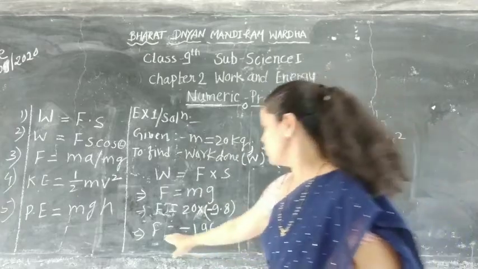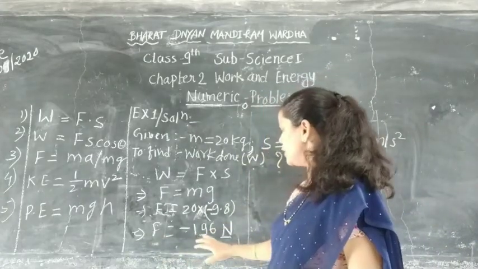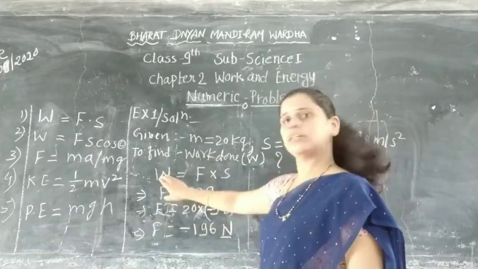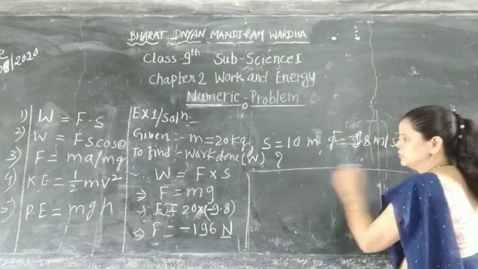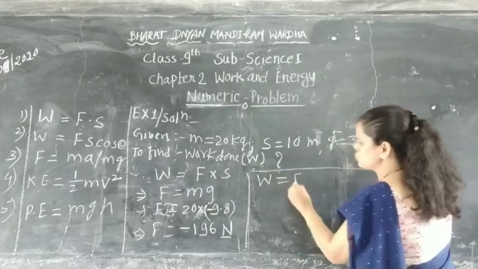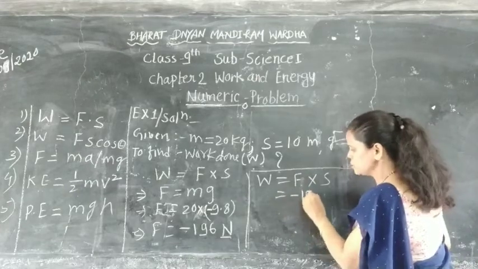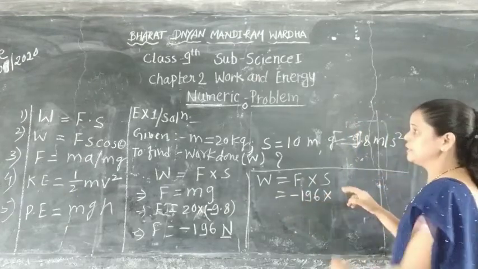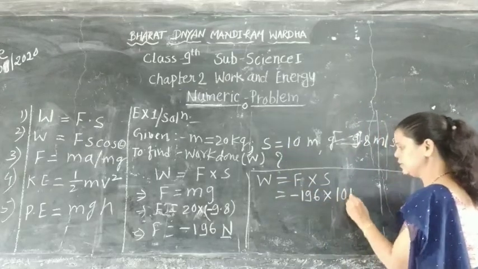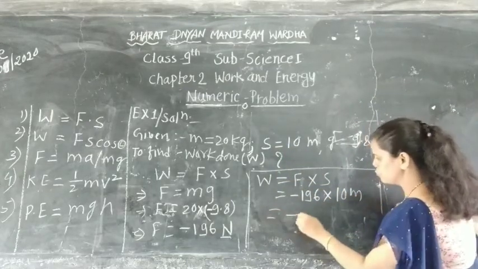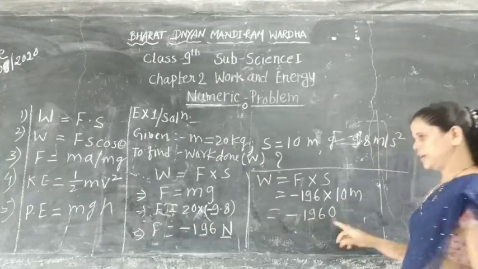Understand this? So we have the value of F. Force is minus 196 and we have to find the work done. So we will write here the formula: work done equals F into S. So what is the value of F? Minus 196 into displacement. Displacement is given, 10 meter. 10 meter multiplied by minus 196.